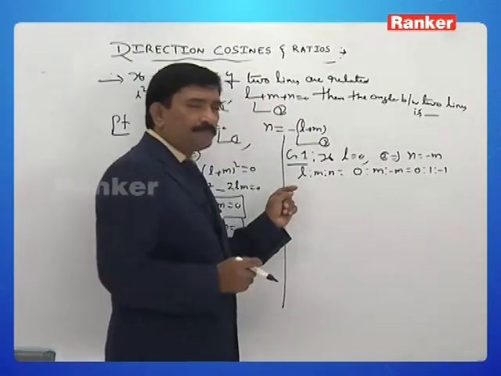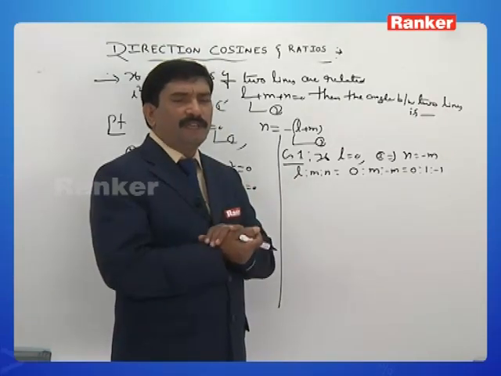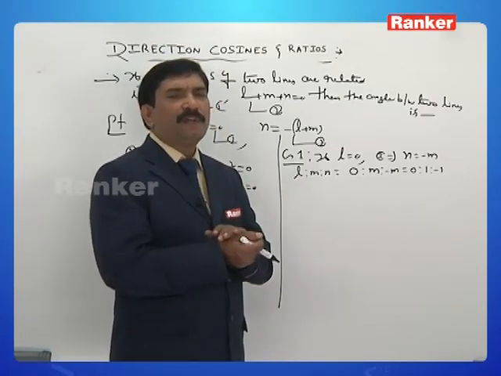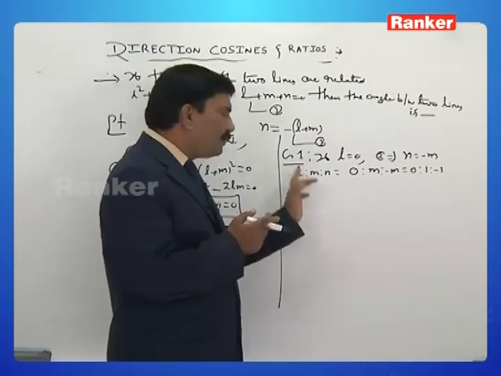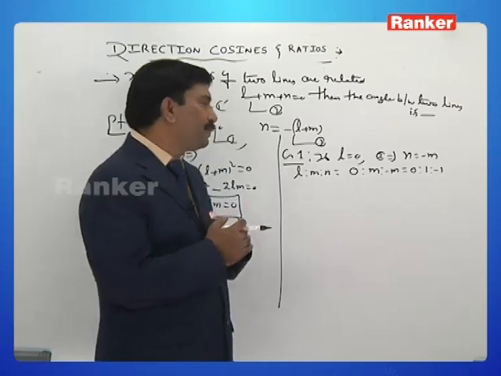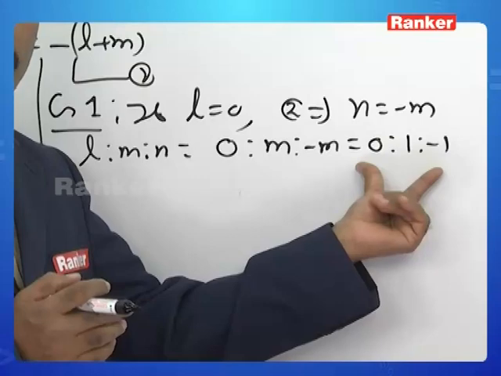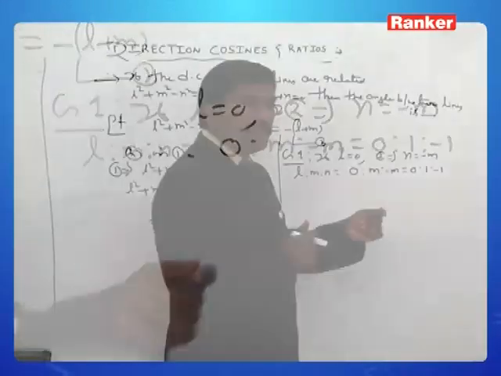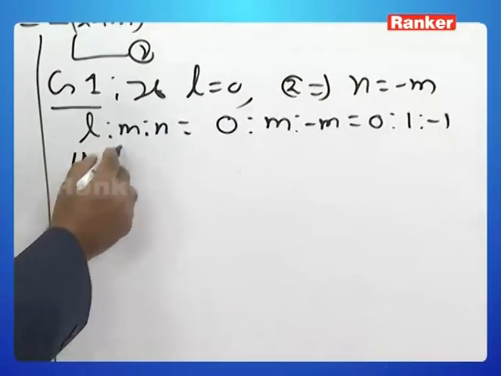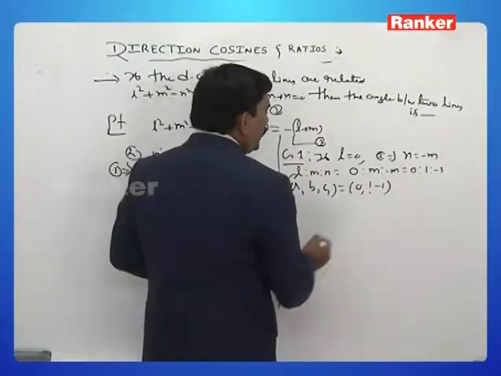Now look here, I told you already, any three real numbers a, b, c, if they are proportional to the direction cosines, then we call the three numbers direction ratios. So therefore, now L, M, N are proportional to these. So therefore, these are direction ratios. I can write A1, B1, C1 is equal to 0, 1, minus 1.